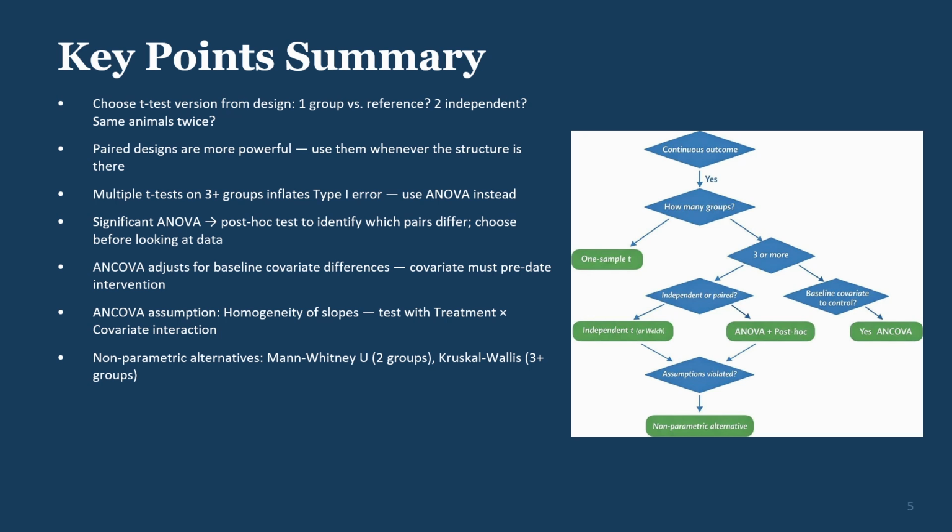Pre-treatment covariate, homogeneous slopes. Violation of the first rule, measuring the covariate after treatment starts, is the most common ANCOVA error and it invalidates the entire adjustment. Violation of the second, heterogeneous slopes, means the adjustment is working differently in different groups, which makes the adjusted mean an average of incompatible adjustments.